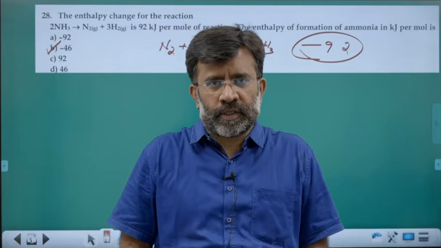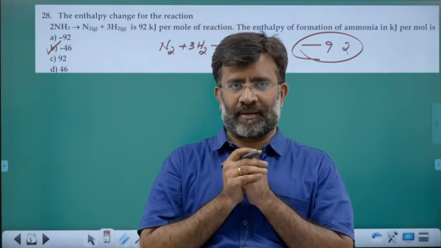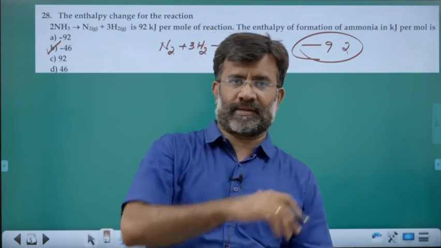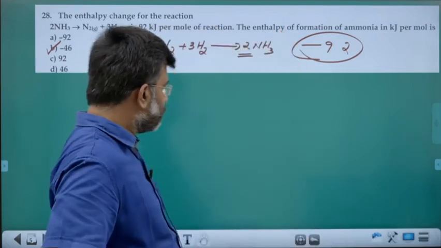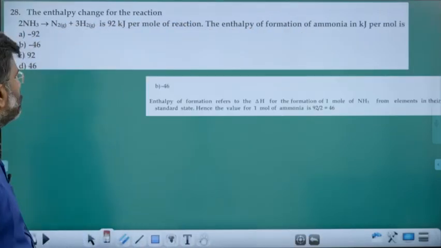The given equation is decomposition of ammonia. So for formation of ammonia, minus. That is for 2 mole. So for 1 mole, by 2. Next.